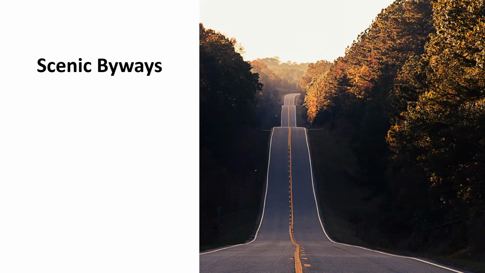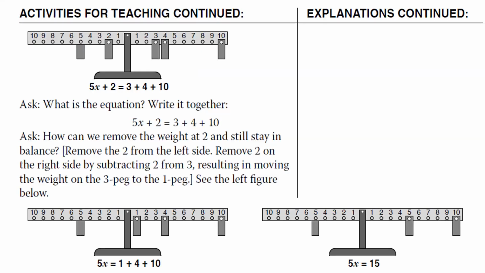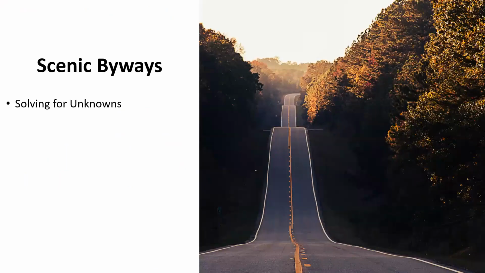Some scenic byway stops would be really engaging and fantastically interesting concepts, which are covered, like solving for the unknown. Doesn't that sound like algebra? It is. All right, so we will be doing that using the math balance. You can see the equation here, 5x plus 2 equals 3 plus 4 plus 10. The x is the unknown, and how you represent that on the math balance is to hang the weights on the second side, the back side of the math balance. So that's a super cool way to solve for the unknown.